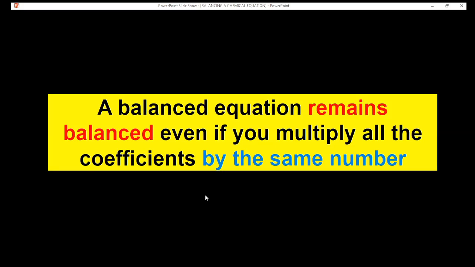Alright guys, that's all for this lesson. In the next lesson, we are going to have a look at how to write and also how to balance a redox reaction.